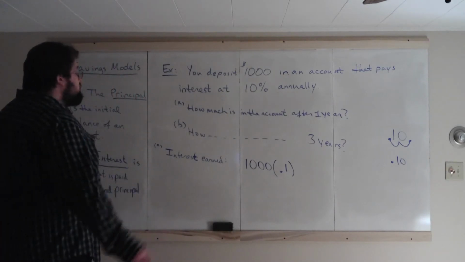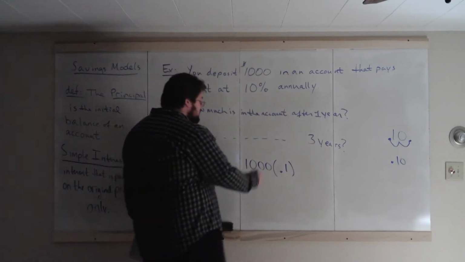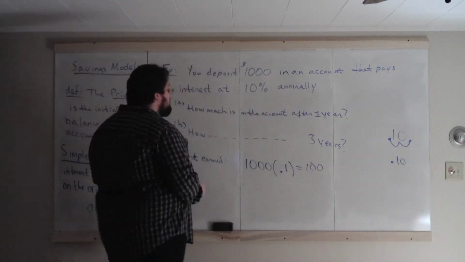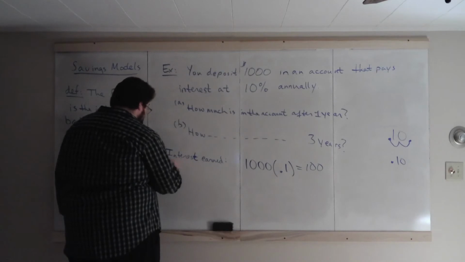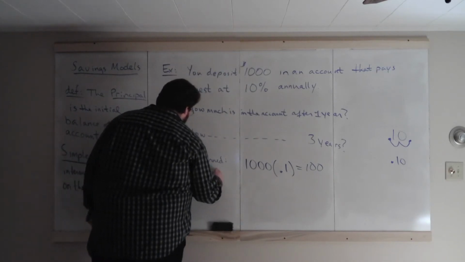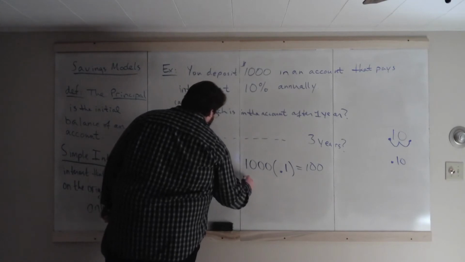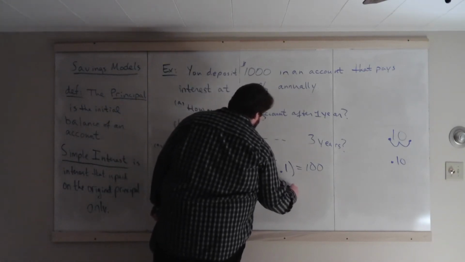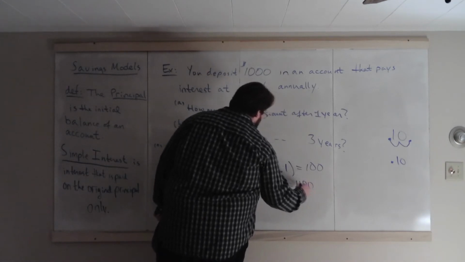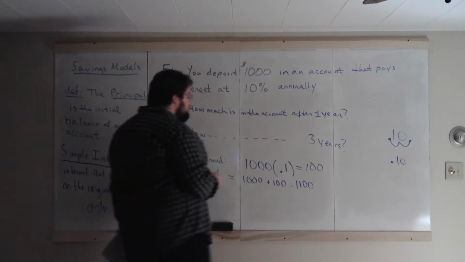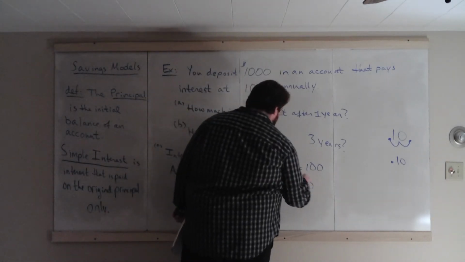But here, 10% in 1 year, so the interest earned is 1,000 times 0.1, which is 100. So the amount in the account equals the initial 1,000 plus the 100 earned in interest, which is $1,100. So I'll throw a dollar sign on the answer.